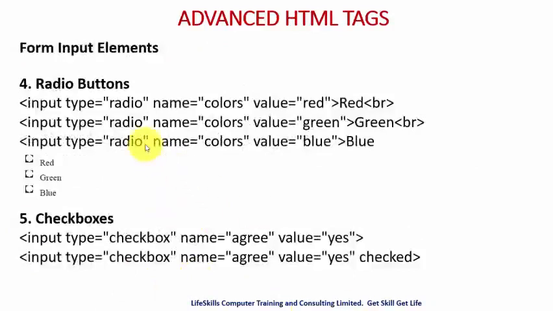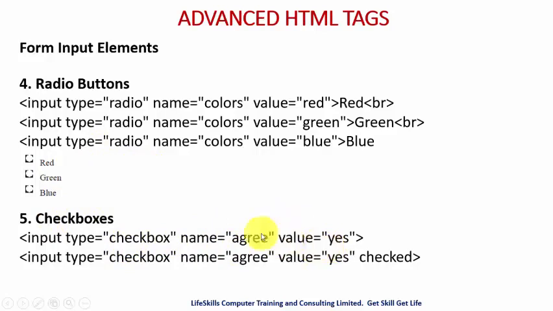The radio buttons will allow you to make a selection on the web page, especially if in your form you have an option that says, what is your gender, are you a male or female? So the person picks either male or female. You can't pick both.